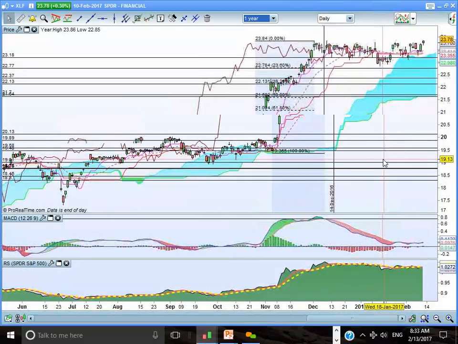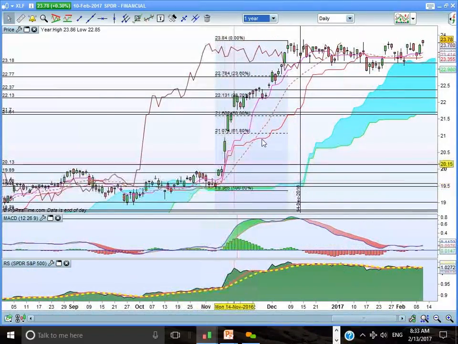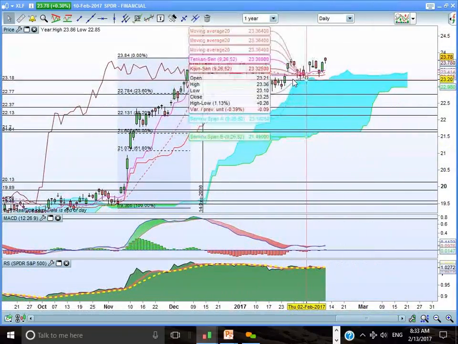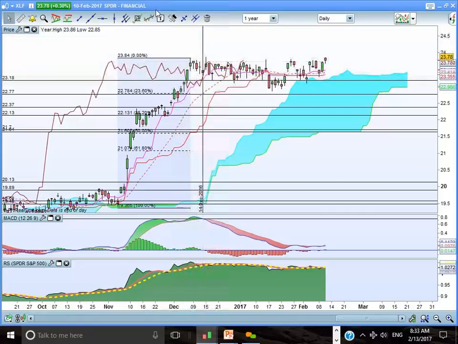You can see there after a very strong rally, a lovely MACD trade there. We had a sell and then it's grinding sideways. It's now rebounded from the top end of the cloud and it needs to break out of this trading range here.